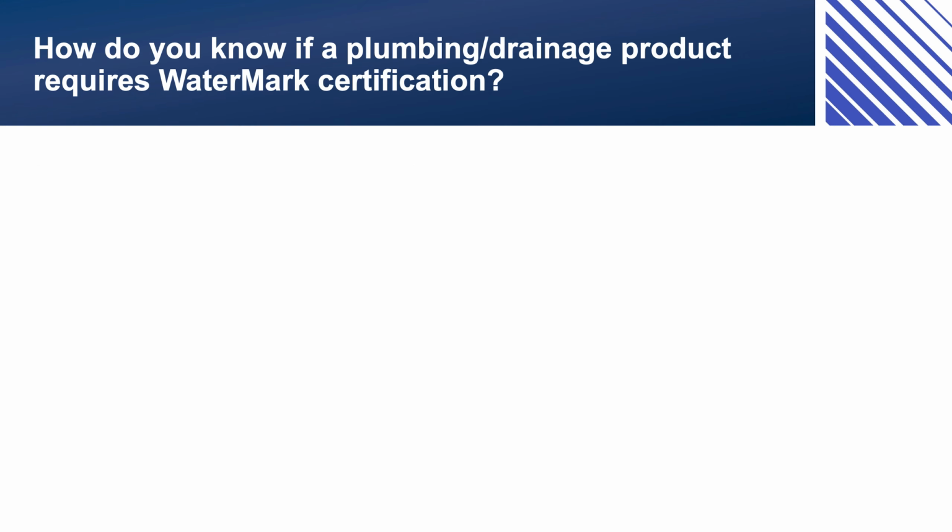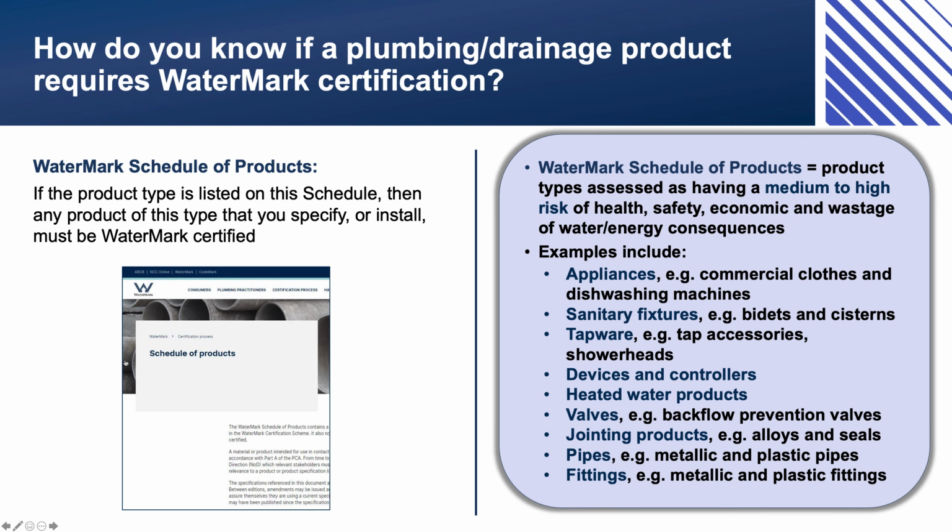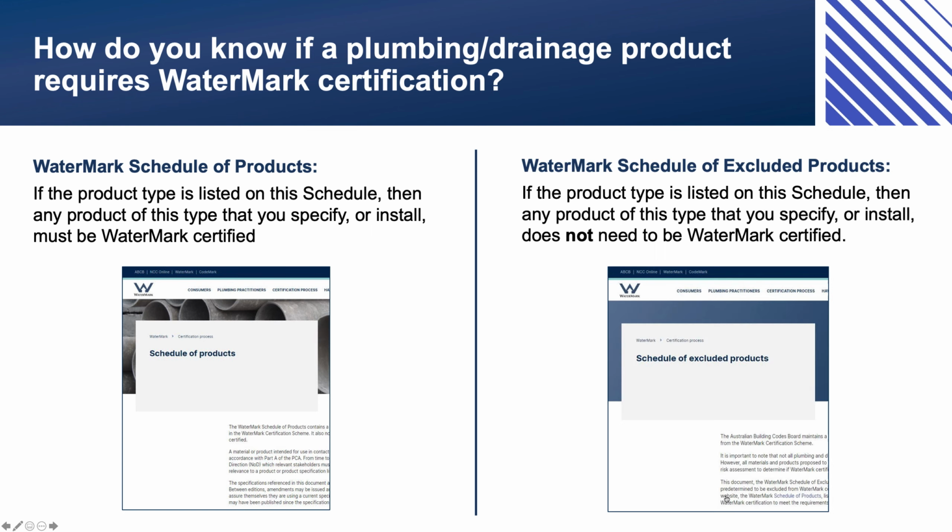How do you know if a plumbing or drainage product requires WaterMark certification? The two WaterMark schedules can be used to identify whether you need to look for a WaterMark certified product for particular installations. For example, if you are specifying or installing a hot water heater and you don't know if it needs to be WaterMark certified, you can check these two schedules. Hot water heaters are included in the schedule of products, so that means they need to be WaterMark certified. So you need to make sure that the water heater you specify or install is certified.